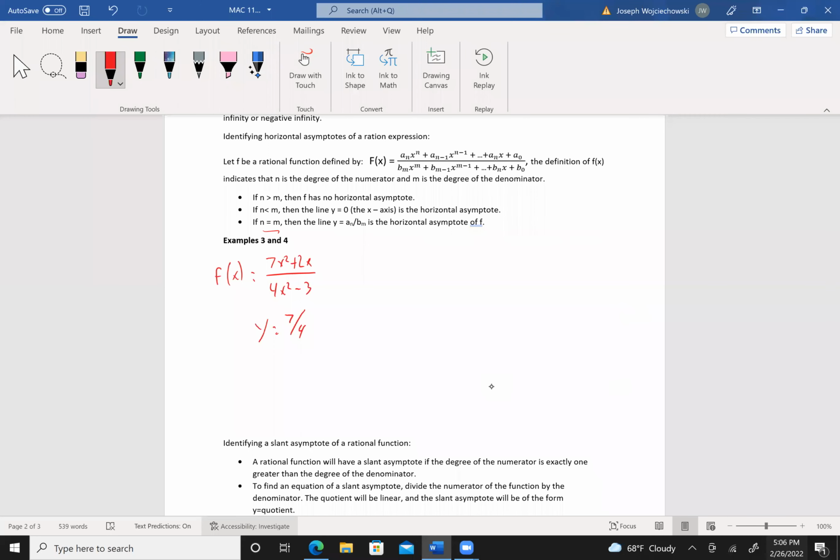Okay, how about m of x equals 4x cubed plus 2 over 2x minus... and h of x equals 5 over 4x squared plus 9. In this case, the degree of the numerator is 0, the degree of the denominator is 2. So n is less than m, so y equals 0 would be our asymptote here.